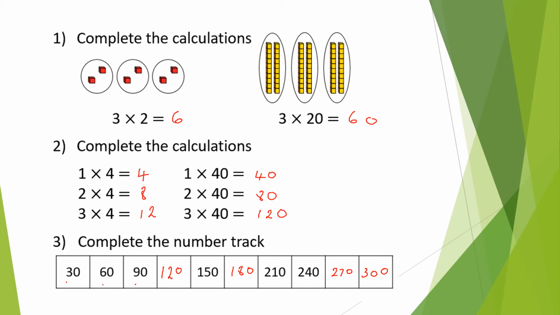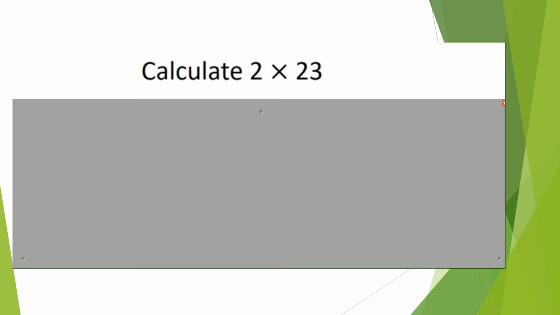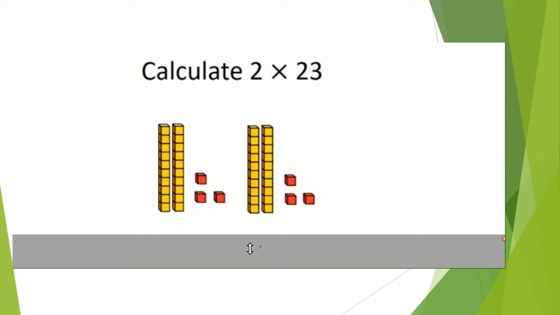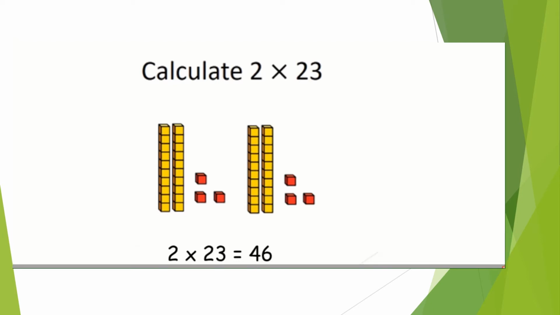Fantastic start. Let's take a look at how we could calculate 2 times 23. You could use base 10 to make 23. So we've got 2 blocks of 10 and 3 ones, and another 2 lots of 10s and 3 ones. So altogether, we have 4 10s and we have 6 ones. So therefore, 2 times 23 equals 46. We have 46 altogether. Can we see 10, 20, 30, 40, and the 6 ones make 46.